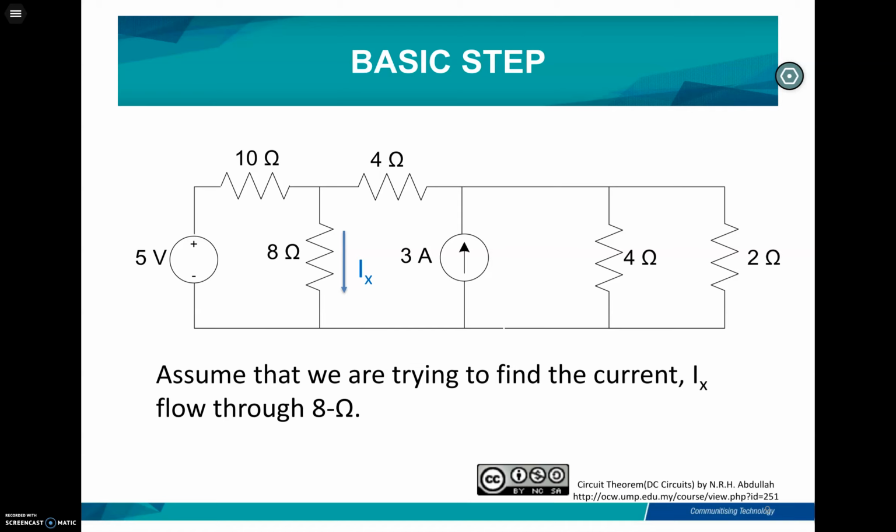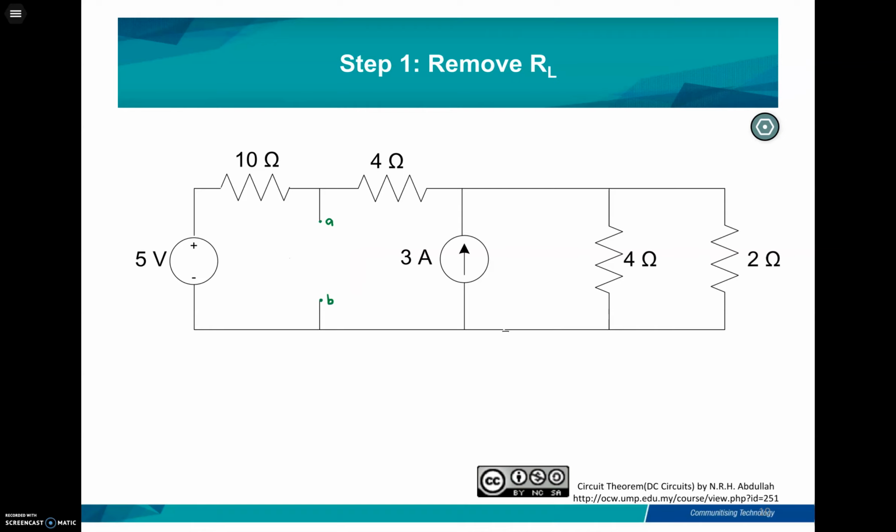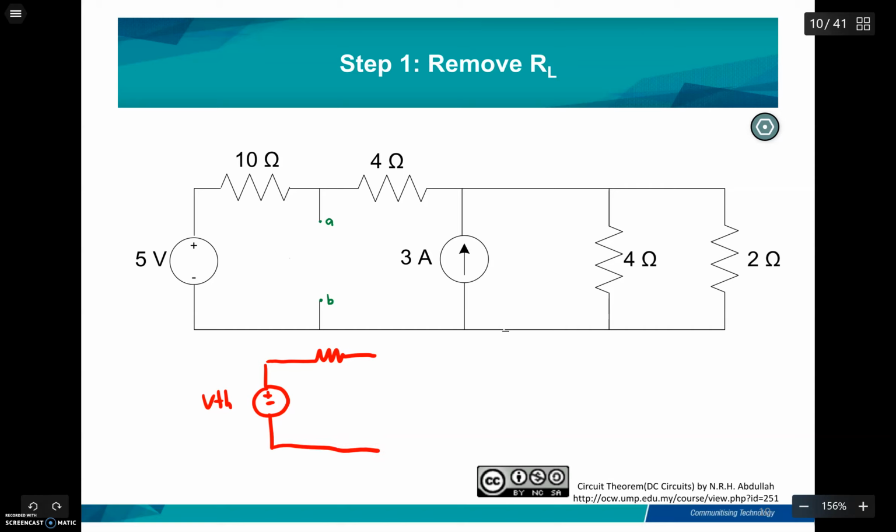Let's see the examples of the Thevenin. So this is the same circuit as we already did previously by using the nodal, superposition, and source transformation. Let's start with the first step, which is to remove RL. You have to keep in mind that you have to determine the value of V Thevenin and then the value of R Thevenin.